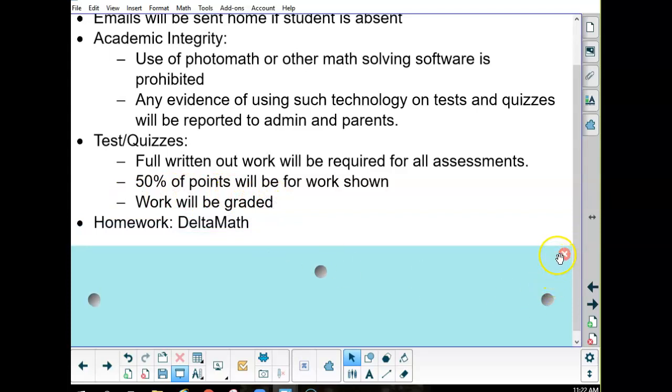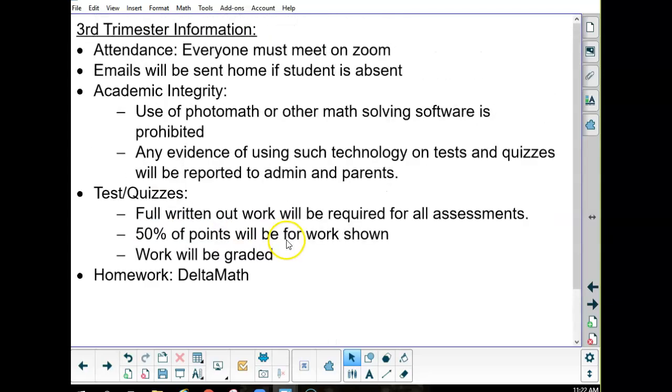test now. And then the other piece is homework will be on Delta Math unless we have a project or anything else that comes up, and in that case, I'll let you know. So those are the new changes. Please make sure you understand them and are aware of them and are comfortable with them and following them.